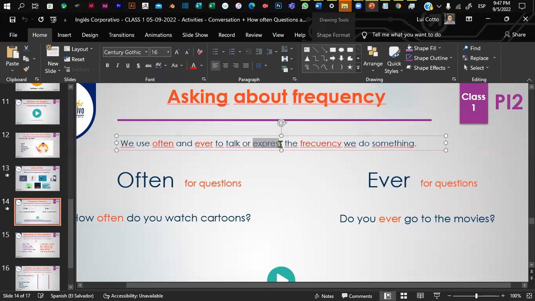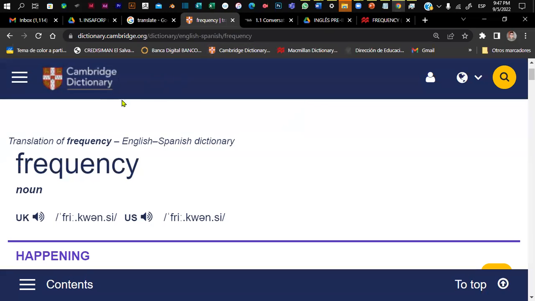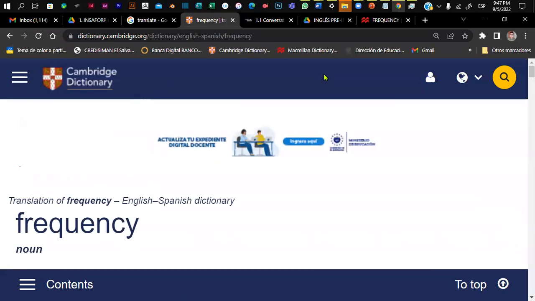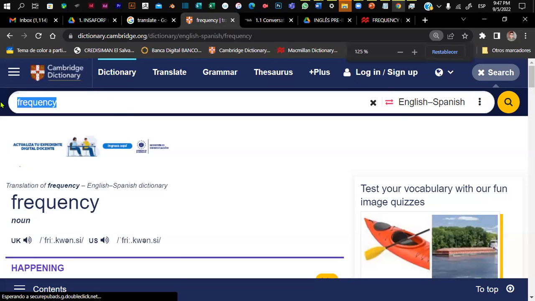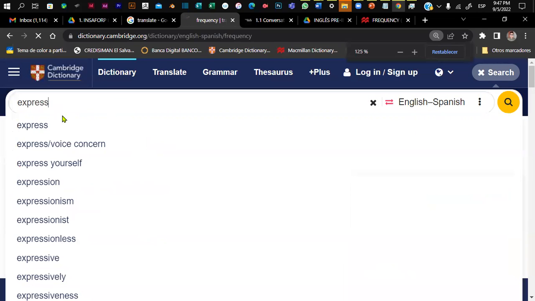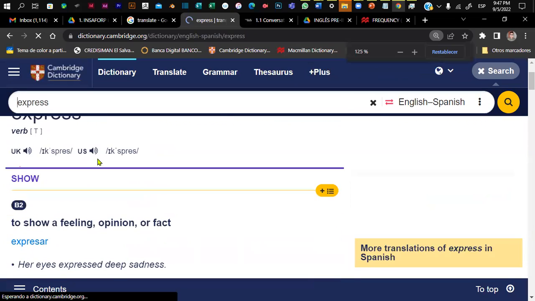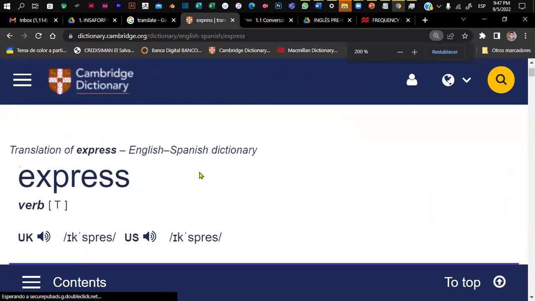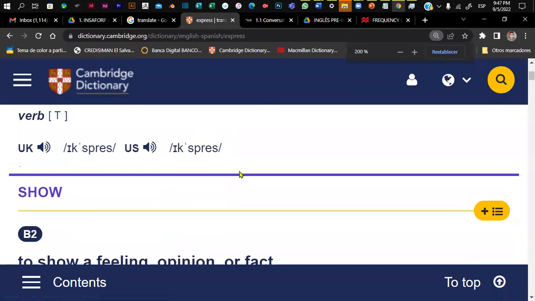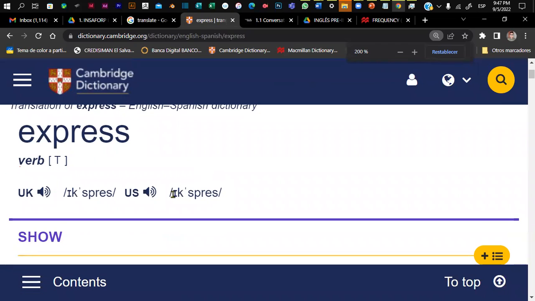Okay, what do you do? ¿Qué hace? I'm going to use the tool again. Let me see. I'm going to use this dictionary. Express. Like that. Express. Not sure. Not so seguro. Express. ¿Sí? Express. But it's not express, because it's not the first syllable. It's on the second.